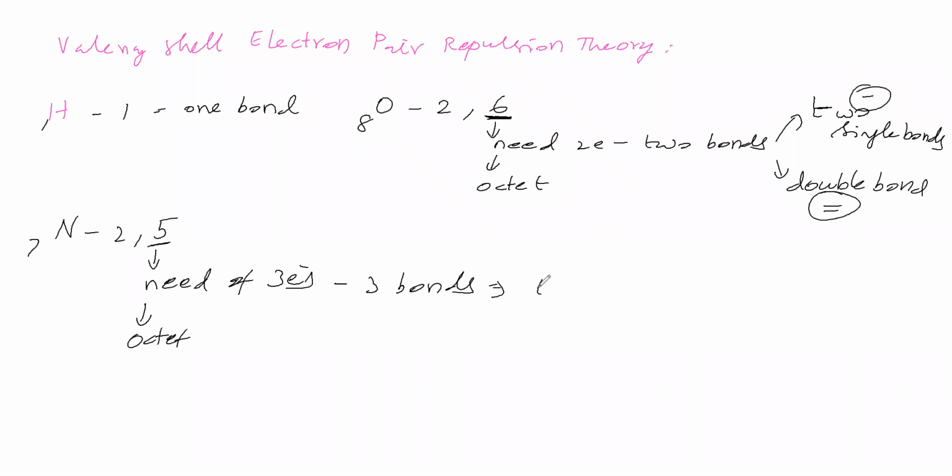Three bonds means one possibility is a triple bond, which we discussed in the N triple bond N, the N2 molecule. Otherwise, 3 single bonds, or 1 double bond and 1 single bond. Like this, many possibilities are there for nitrogen. Oxygen also has a double bond in the oxygen molecule, O double bond O.